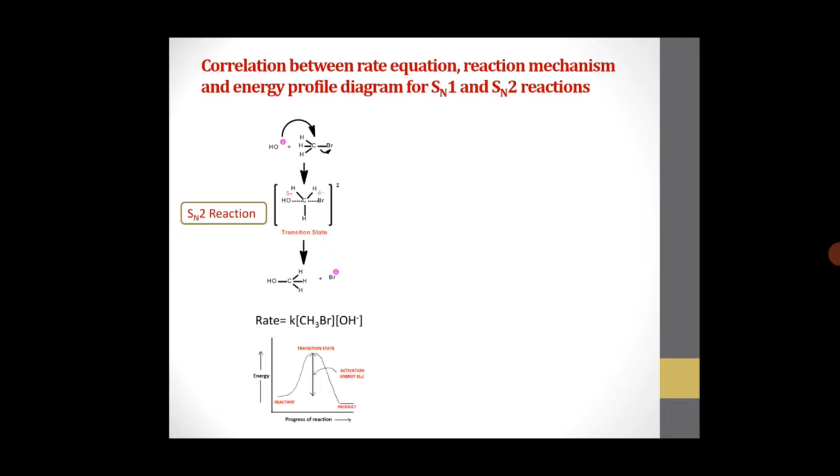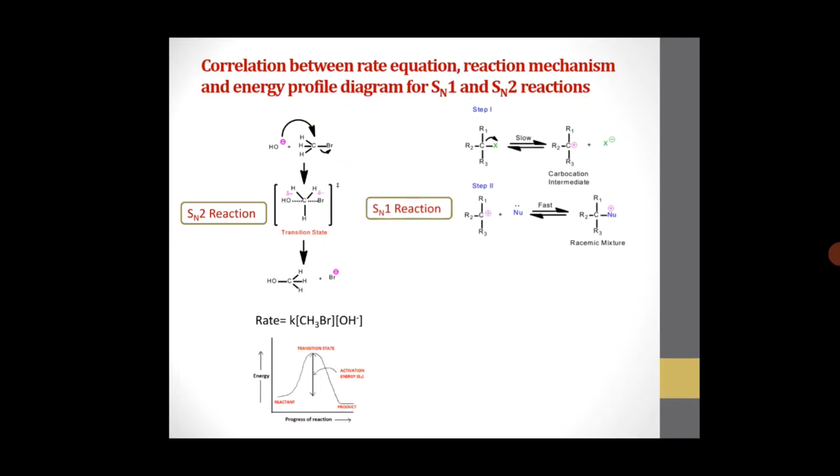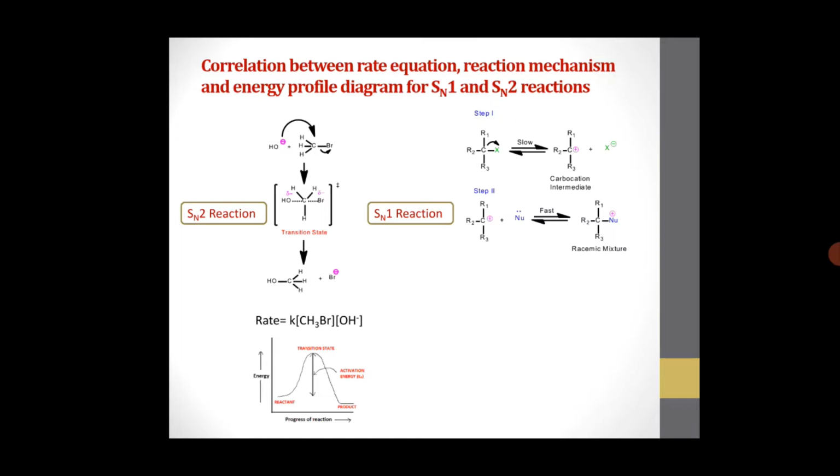Now let us look at mechanism of SN1 reaction. It is a two-step process, and the first step is the slowest step, leading to the formation of intermediate where nowhere the base is involved. Therefore, the rate equation is dependent only on the concentration of alkyl bromide and not on the concentration of the base.